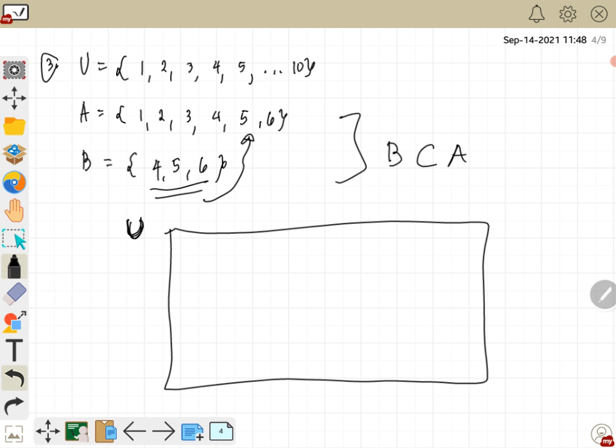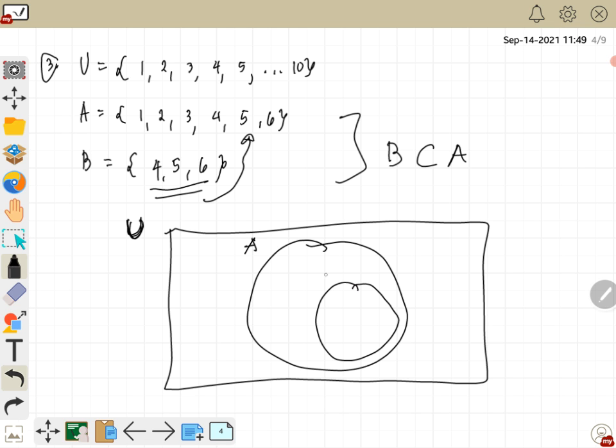Since B is part of A, all elements of B are in A. So we can just draw a big circle, that's A. Then inside the circle A, we have a circle B. And the elements of B are 4, 5, 6.